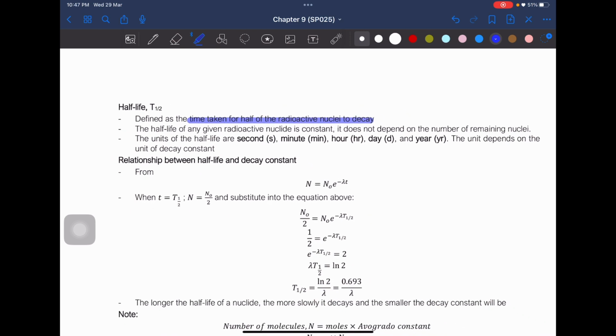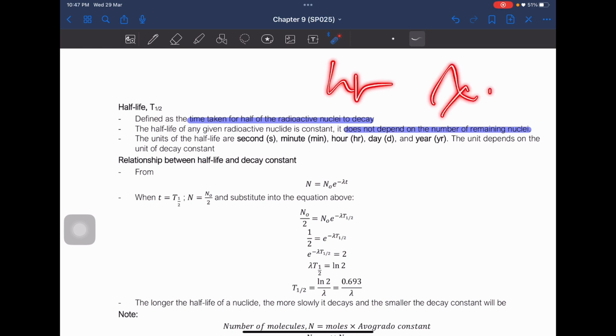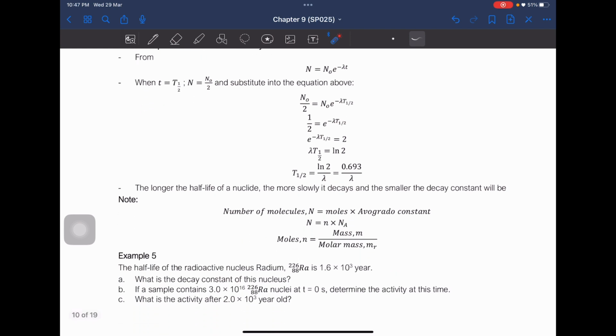Okay. So it does not depend on the number of remaining nuclei. So the units boleh juga kamu guna second, minute, hour, day, year. Basically depends on the unit of decay constant lah. Jadi kalau half-life kamu guna hour, decay constant kamu pun mesti guna hour. Macam itulah. Okay. So how do we calculate the half-life? Half-life is basically equal to ln 2 over the decay constant. So the longer the half-life of a nuclide, the more slowly it decays and the smaller the decay constant will be.